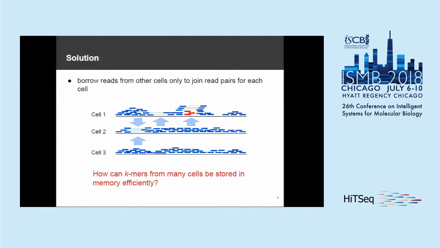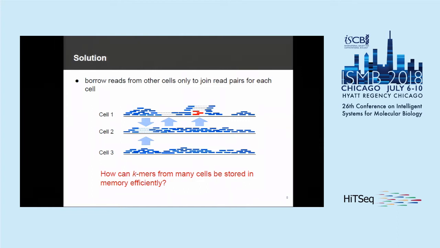So this example only consists of 3 cells. Imagine that you're trying to analyze a lot more cells. That means we need a method that could store the k-mers from many cells in memory efficiently.